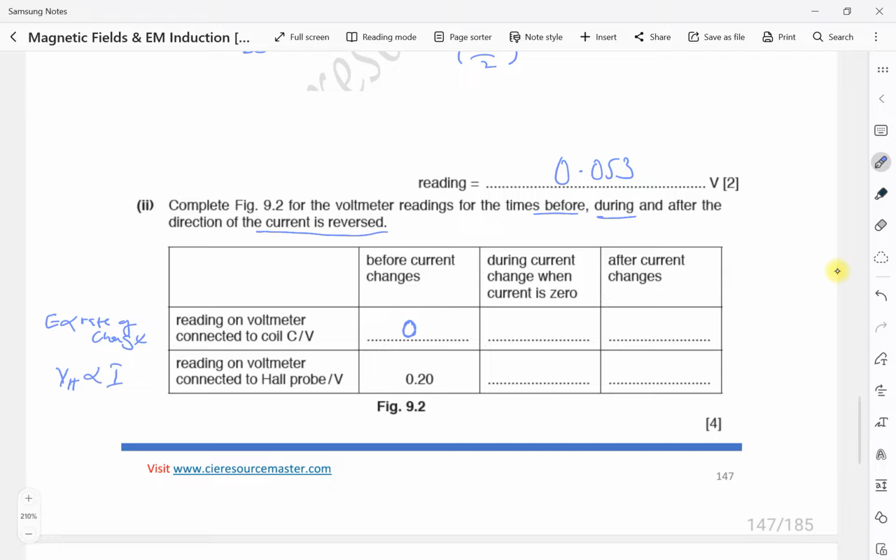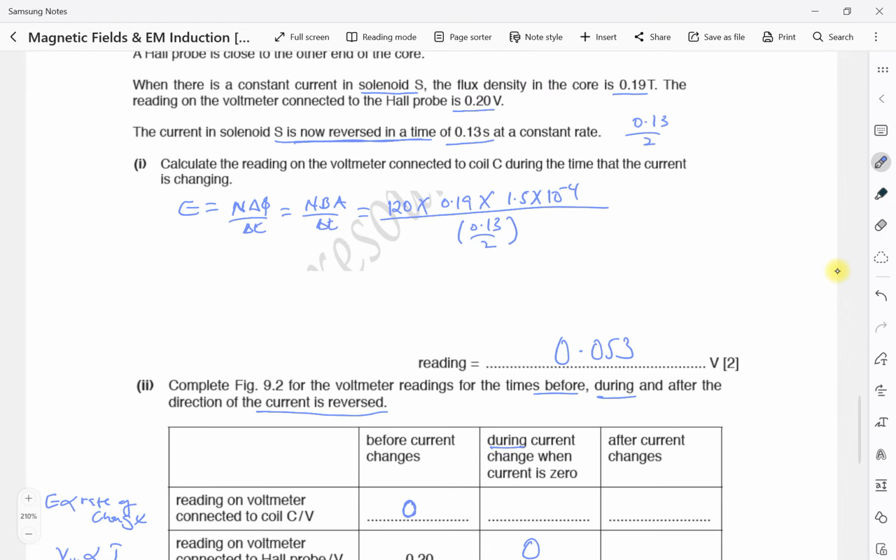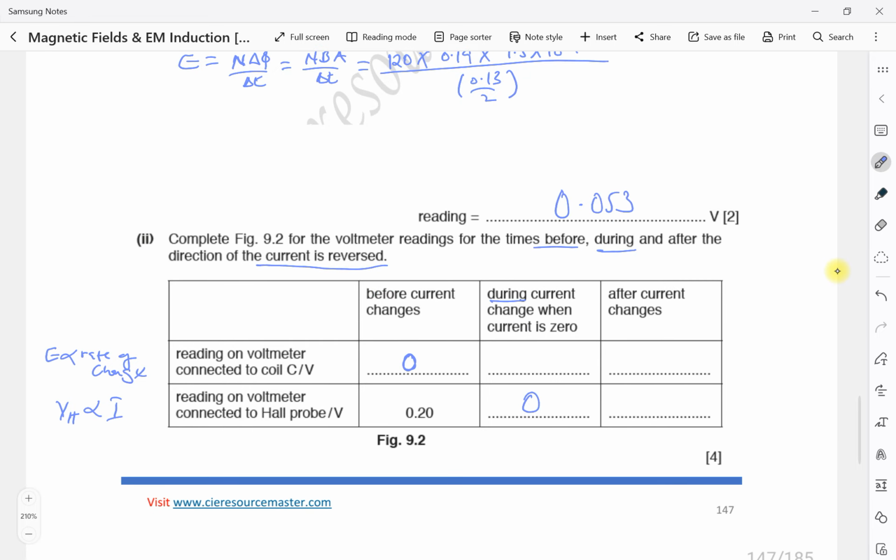Then during current change, when current is 0, of course, the Hall voltage reading is going to be 0 because it depends on the current. But during current change, when the current is 0, it means it has changed from maximum to 0. So the induced EMF is going to become a certain value. We have said that during the current change, in a time of 0.13 seconds, the reading of the voltmeter in coil C is 0.05. So during current change, the induced EMF, or the reading of the voltmeter, is going to be 0.053.